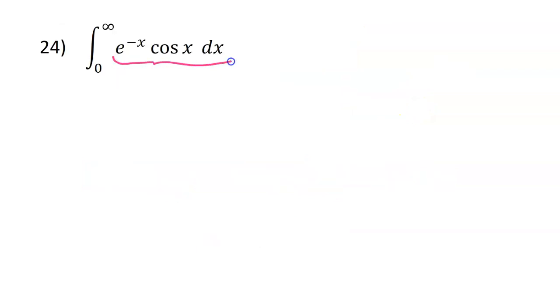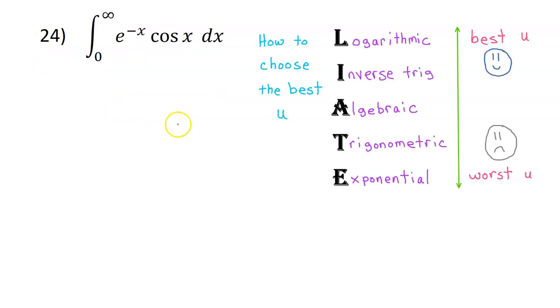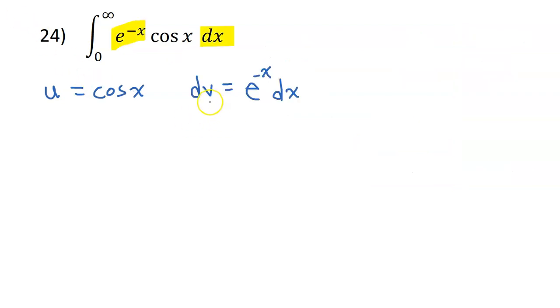So the first step is to decide which part of this will be considered u and which part will be dv. Let's start with u. We can choose the best u using the acronym LIATE, which ranks the different types of expressions from best u to worst u. We see that we have an exponential factor and a trigonometric factor. According to LIATE, trigonometric is a little bit better than exponential for u. So let's let u equal cosine x. That means dv must equal e to the negative x dx.